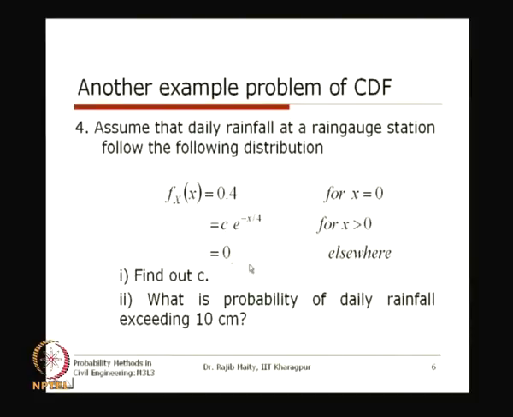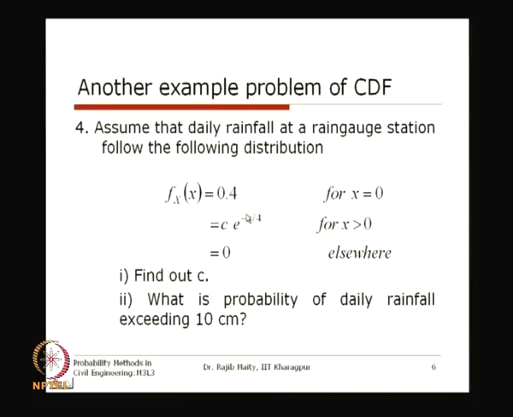So this is the complete description of the CDF, and this is an example of a mixed distribution, where there is a probability mass concentrated at 0 and a continuous distribution for values greater than 0. First we have to find out C, and then answer: what is the probability of daily rainfall exceeding 10 centimeters? Here x has the unit of centimeters.